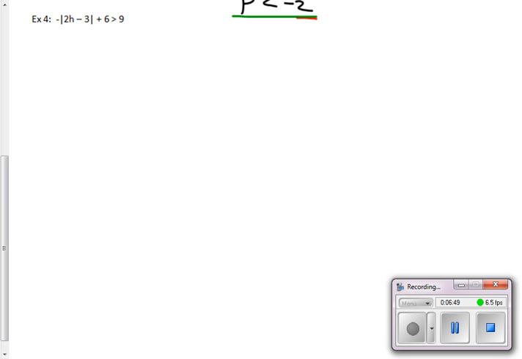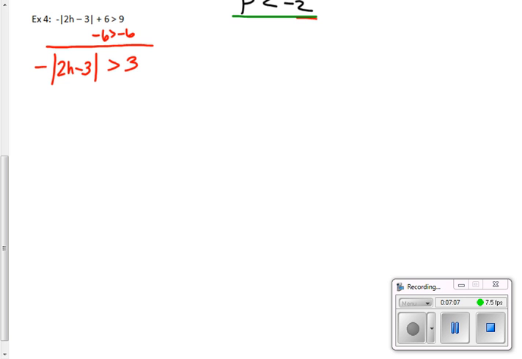On to the last example here. So first off, let's go ahead and isolate the absolute value. Doing so, we'd subtract 6 from both sides. We have a negative absolute value of 2h minus 3 is greater than, well, 9 take away 6 gives us 3.